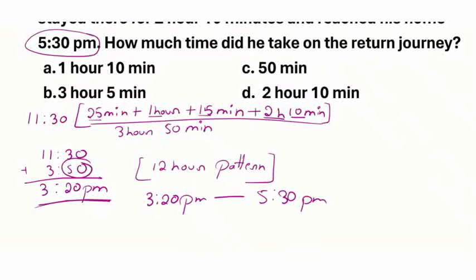3:20, 4:20, 5:20. So 5:20, and here it is 5:30, means the time gap for these two is 2 hours 10 minutes. So option D. So children, study all these questions.